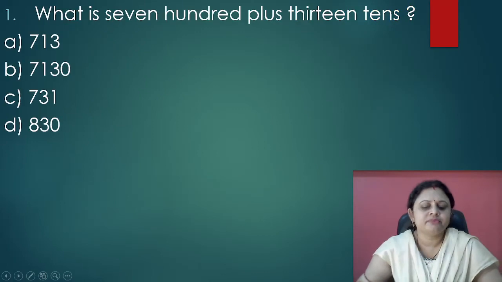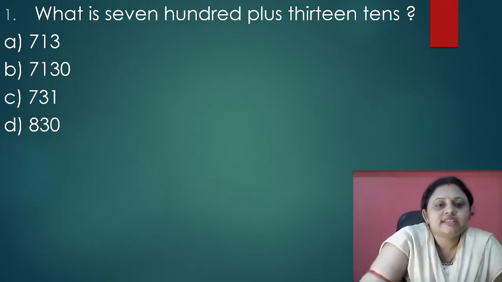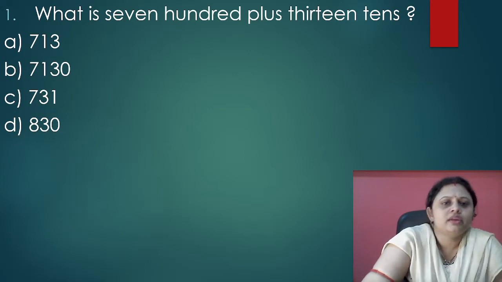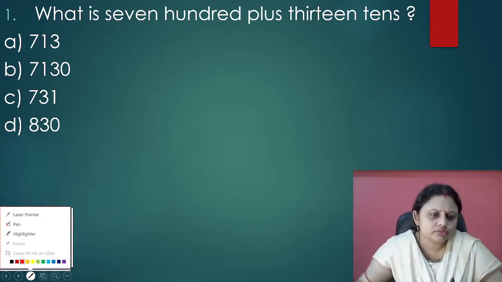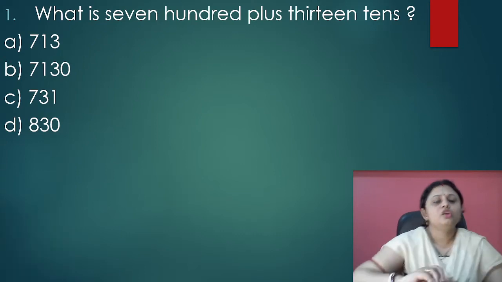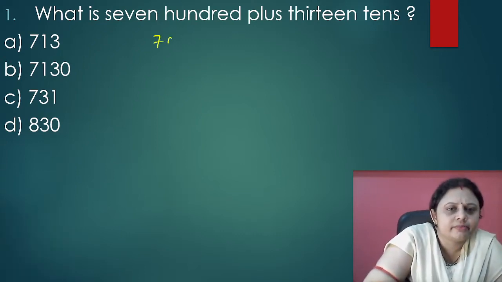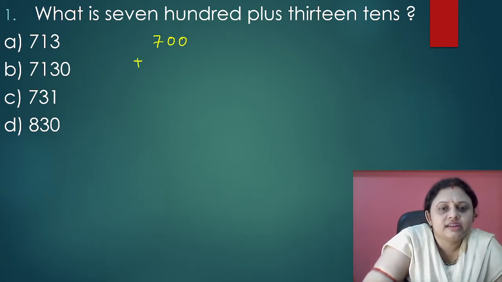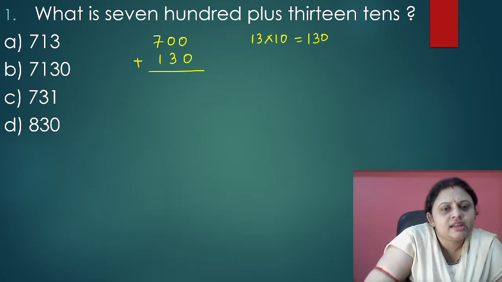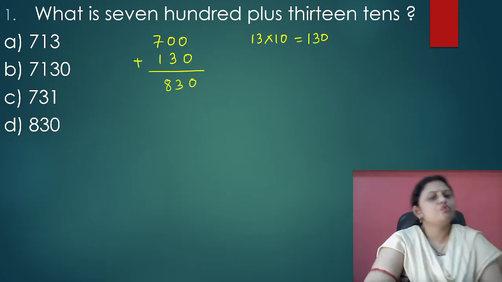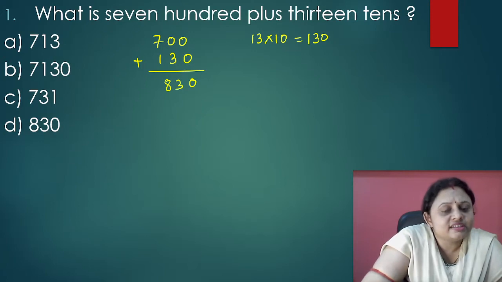Okay, let's start it. The first question is, what is 700 plus 13 tenths? 13 tenths means 13 into 10, that is equal to 130. So 700 plus 130, that is equal to 830. So what is the correct option? Correct answer is 830, that is present in option D.